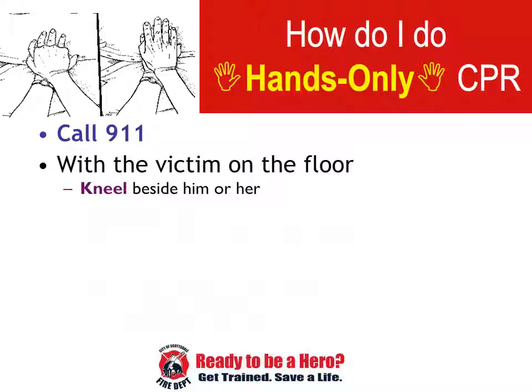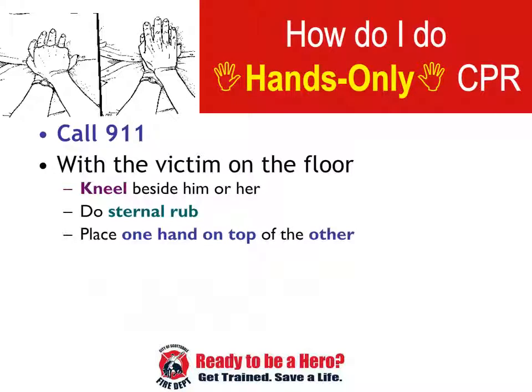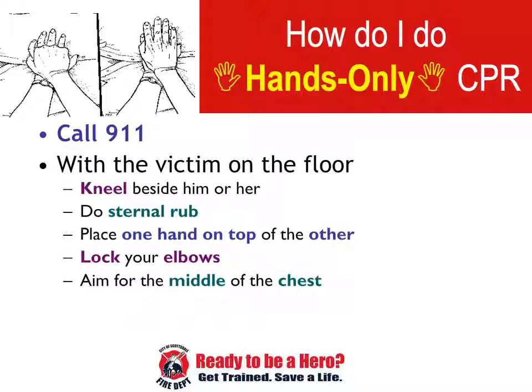Kneel beside the body. It doesn't matter which side of the person you are on. Do the sternal rub. If they are not responsive, we start compressions. Place one hand on top of the other. It does not matter which hand is on top. Lock your elbows. Place the heel of your hand in the center of the chest. This allows the power of your compressions to focus not on the ribs but on the cartilage that is holding your ribs together. It makes it a little bit easier to push.